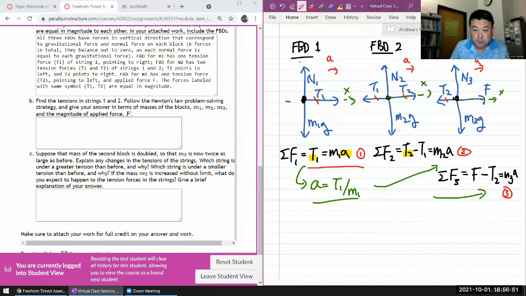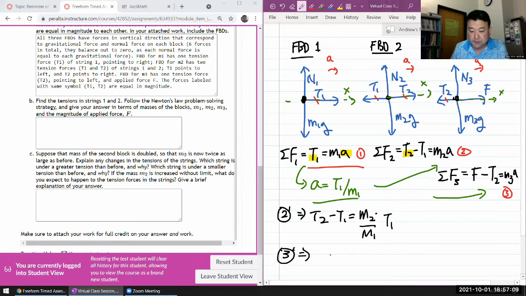So my modified equation 2 becomes T2 minus T1 is equal to M2 times T1 over M1. So M2 over M1 times T1. That's my equation 2 prime. Equation 3 prime is F minus T2 is equal to M3, and then again the same thing, divide by M1 times T1.